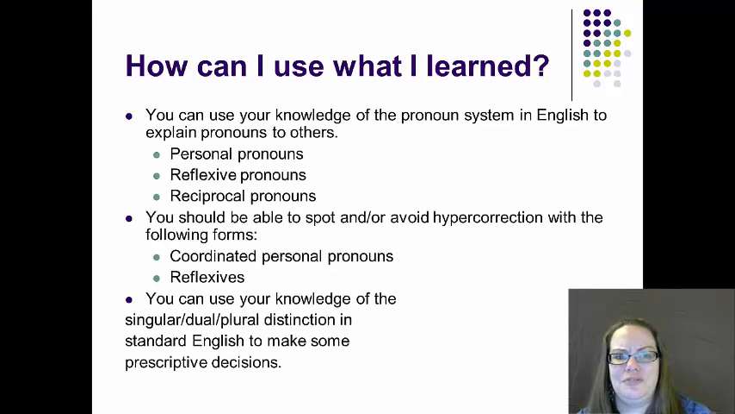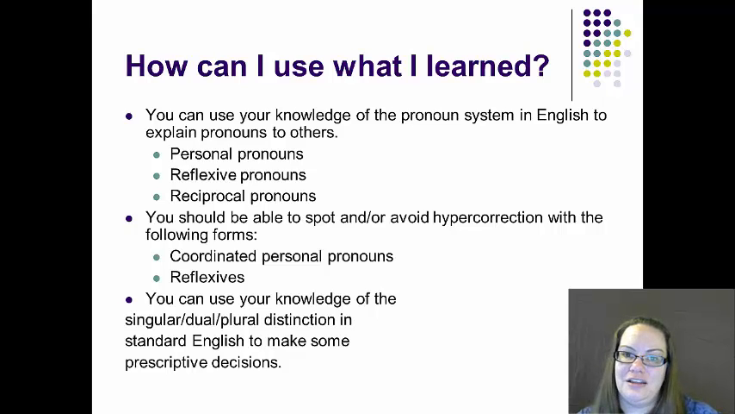So what does this do for me? Well, you can impress your friends at parties by sharing your knowledge of the English pronoun system with them. It does help you to avoid hypercorrection with those forms. So we've talked about the coordinated personal pronouns and reflexives. I often get corrected when I use the prescriptive form between him and me. Often people correct me and say, no, it's supposed to be between he and I. And so there's a lot of confusion on what is actually correct there, or their understanding of English grammar.